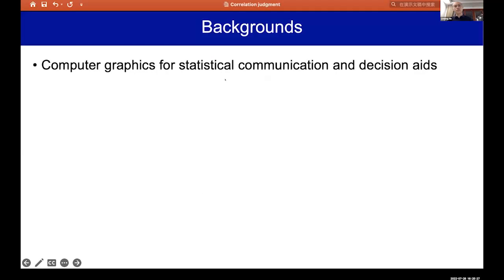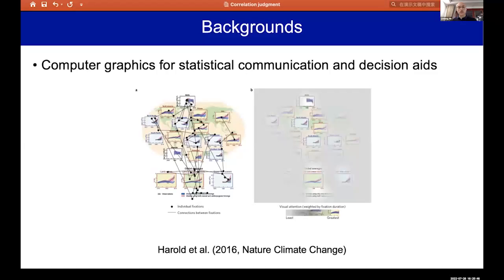So to give you a little bit of background of this project, the big background is computer graphics. As you may know, computer graphics has been increasingly popular in the last few decades for statistical communication and decision aids in a number of domains. Here I use an example for climate change. For example, Howard et al. in 2016 highlights the use of computer graphics for communication in terms of climate change problems, and they make a pretty big emphasis on the cognitive side of this process.